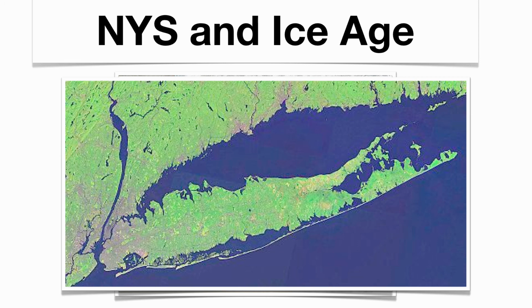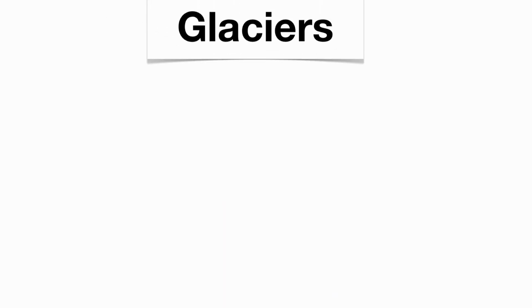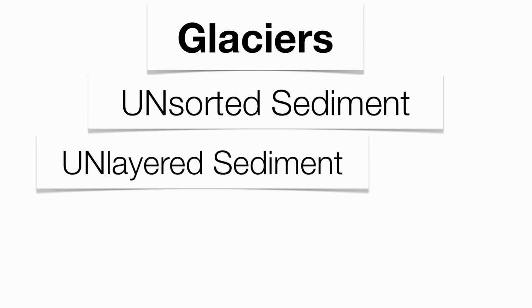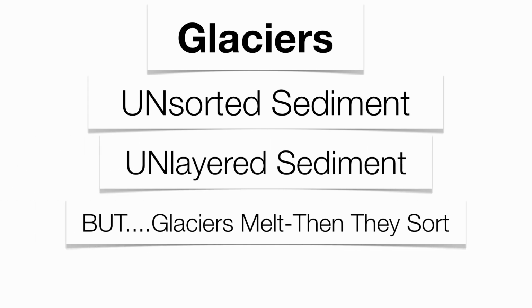Part of it is sorted in the term of outwash, because part of Long Island had to form when the glacier melted, which produced outwash, which is sorted. And then finally, the Hudson River Valley and the Hudson River are somewhat U-shaped in nature as well. Now, just remember that glaciers are going to give you unsorted sediment. They're going to give you unlayered sediment unless the glacier starts to melt. If the glacier starts melting and you get glacial meltwater, then those sediments will be sorted.